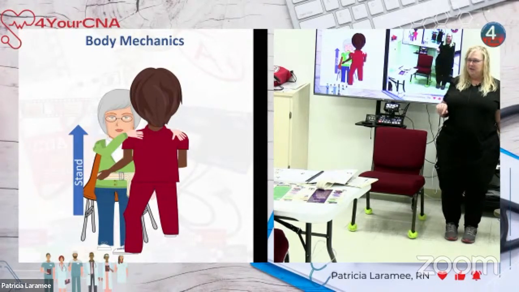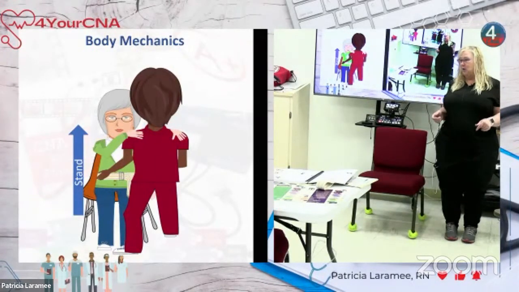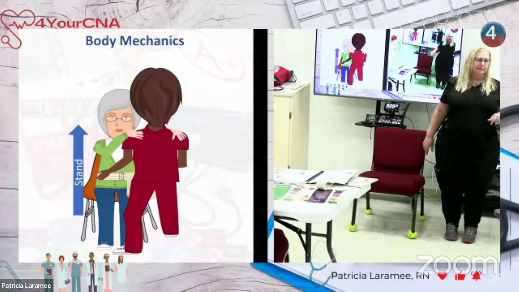Okay, good. Same thing with cardiac patients. Cardiac patients go bad during ambulation quite a bit. They get really, not dizzy, but just unsteady. So pay real close attention to them as well.